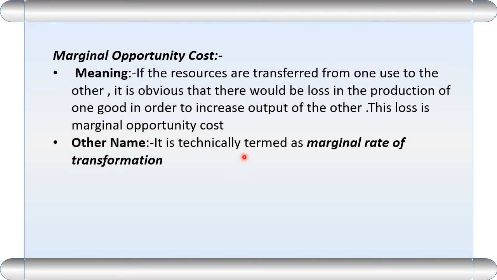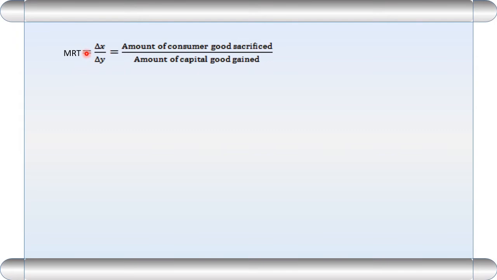The other name of the marginal opportunity cost is marginal rate of transformation. It is also called rate of sacrifice. Mathematically, marginal rate of transformation is delta x upon delta y, or amount of consumer goods sacrificed divided by amount of capital goods gained. Suppose I am manufacturing two goods, consumer goods and capital goods. In order to increase the production of capital goods, I'm sacrificing the production of consumer goods. So the marginal opportunity cost or marginal rate of transformation will be the amount of consumer goods divided by the amount of capital goods.